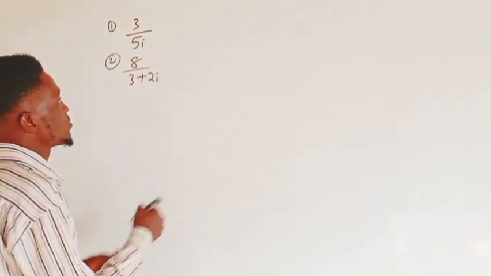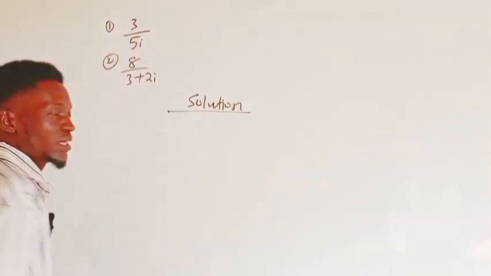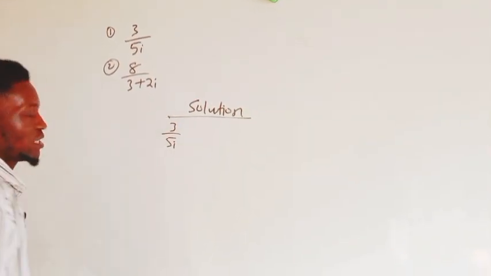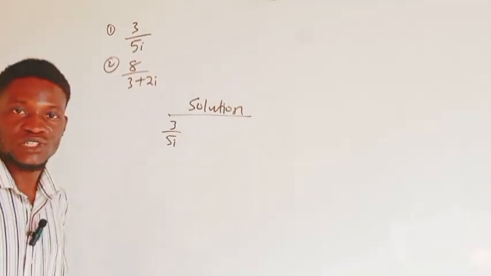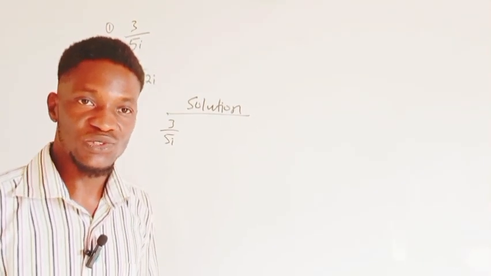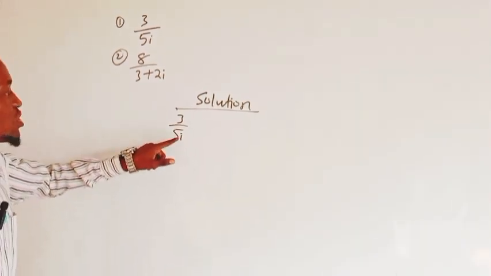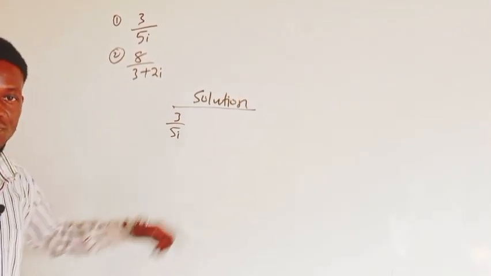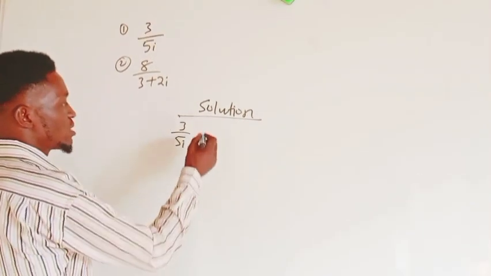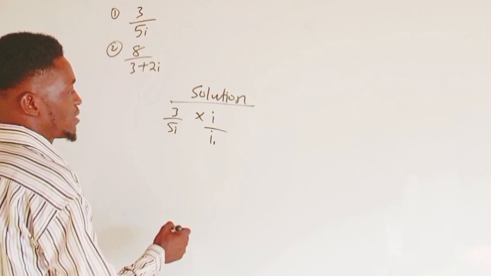In question number one we are given, let's say, a solution because we're going to solve it, right? So we have 3 over 5i. Remember I told you the goal is to eliminate the imaginary number at the denominator. So how do we eliminate this imaginary number? It is to multiply both the numerator and the denominator by the imaginary number. So I'm going to multiply by i, and I also multiply the denominator by i. Okay.